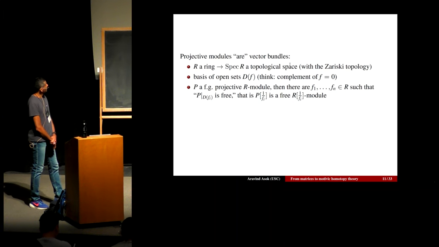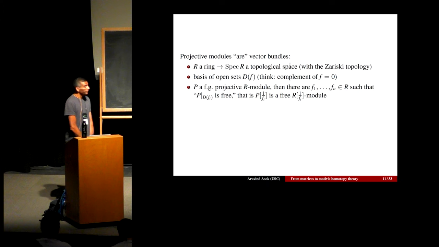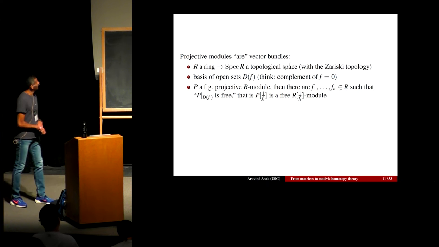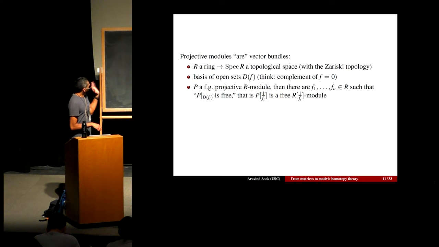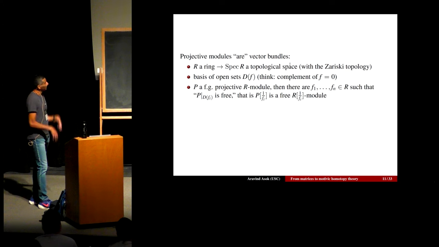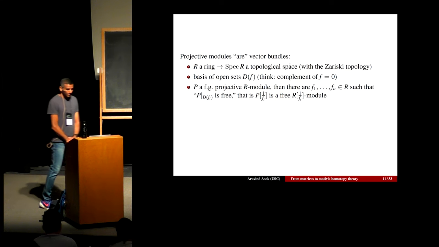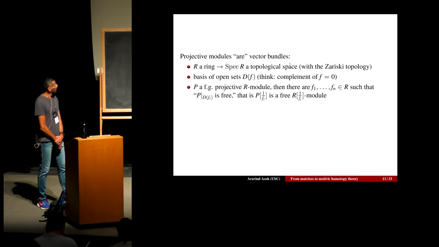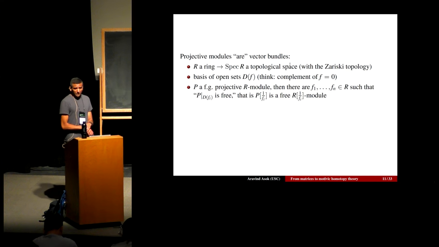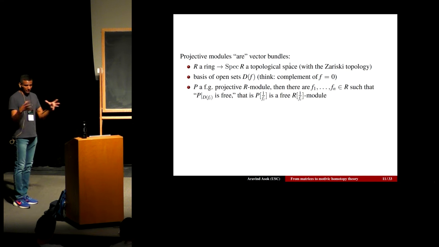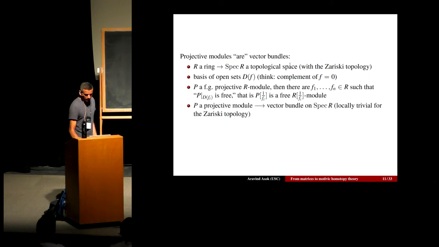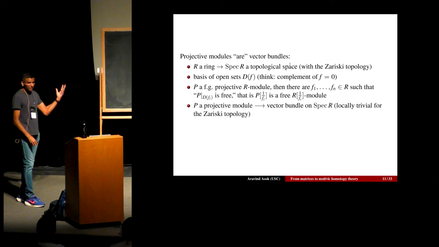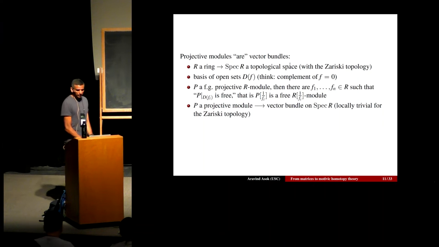And if I have a finitely generated projective module, then you can find finitely many elements F1 through Fn which generate the unit ideal. In other words, they form a cover of the space by these basic open sets, such that when you restrict P to this open set, in other words, if you localize, or invert this Fi, then P with that element inverted is in fact a free module. All right, so the way we build vector bundles in topology is that they are locally vector spaces. So you have an open cover of your space. When you restrict your vector bundle to a suitable open cover, it becomes trivial, and then you glue things together. And so this idea makes it clear that projective modules are very similar to that. So if I have a projective module, then it gives, in fact, a vector bundle on spec R, which is locally trivial for the Zariski topology instead of the classical topology.